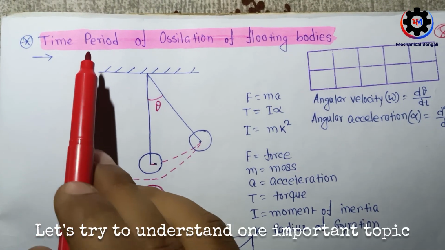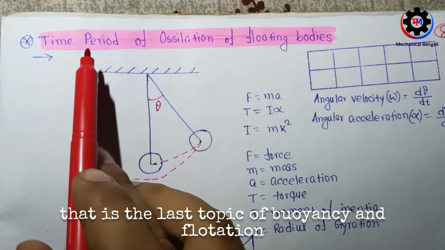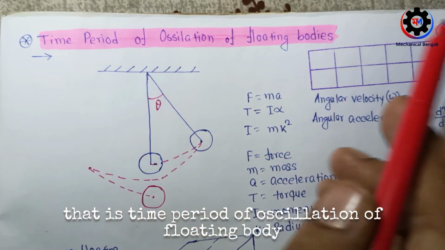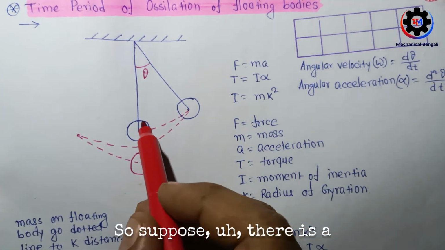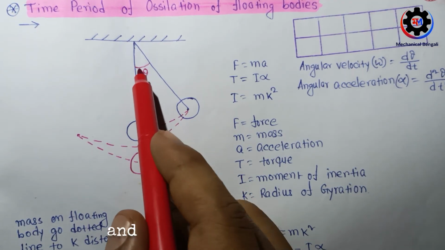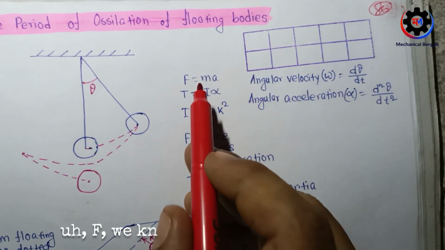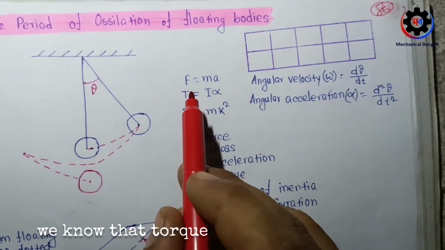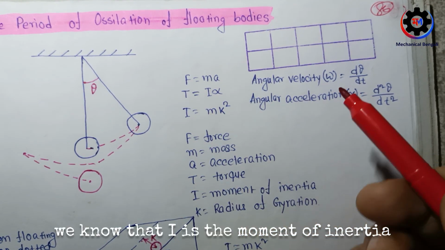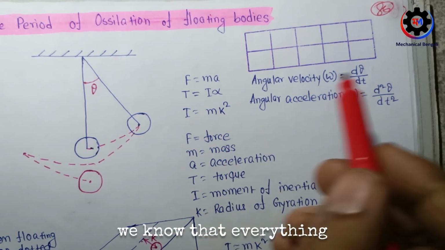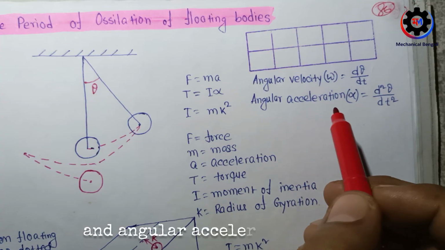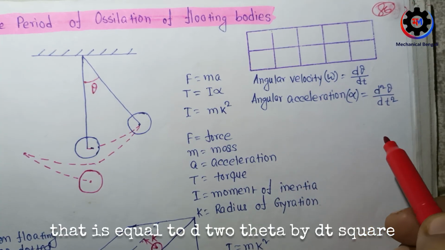Let's try to understand one important topic, the last topic of buoyancy and flotation, that is the time period of oscillation of a floating body. Suppose there is an object which is hanging from the surface, and this is the angle theta. We know that F equals m into a, and torque T equals I into alpha. I is the moment of inertia, that is mk square. Angular velocity omega equals d theta by dt, and angular acceleration alpha equals d2 theta by dt square.